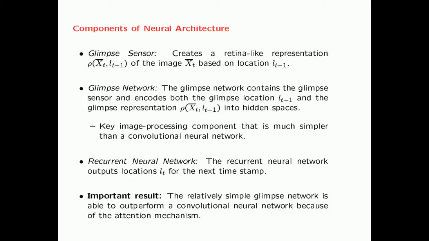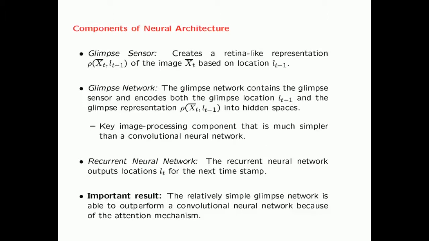This recurrent neural network outputs two things. One is that it outputs locations for the next timestamp, where to next focus in the image, and also outputs an action at the current timestamp. Now, this action at the current timestamp depends on what application you're looking at. Typically, for example, in an application like classification, it will just output the class label. So as the timestamps progress over time, its output class label accuracy is going to improve as you take more and more glimpses of the image.